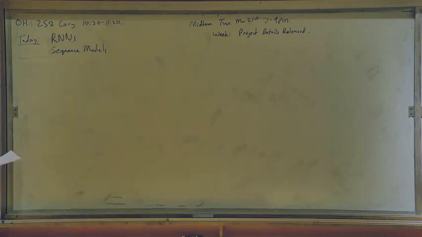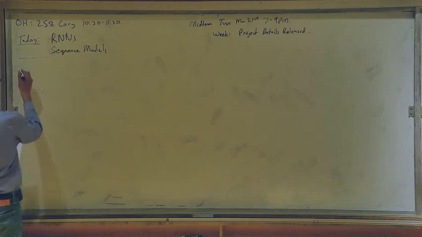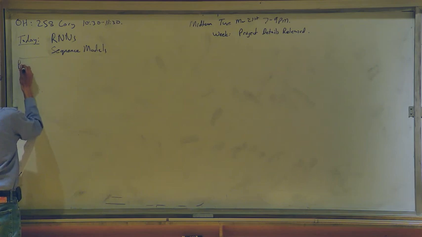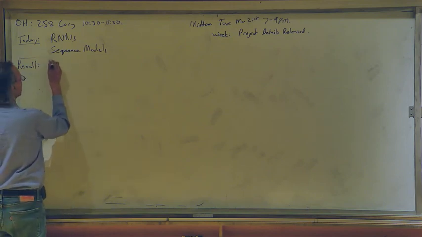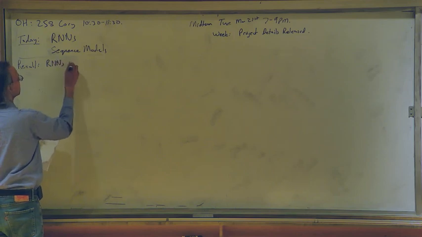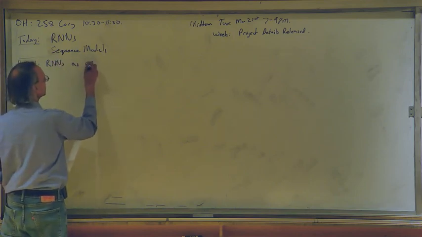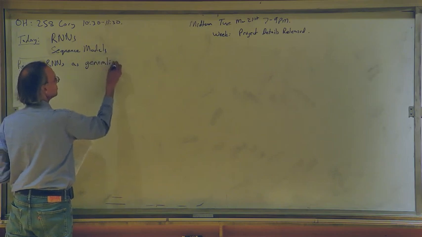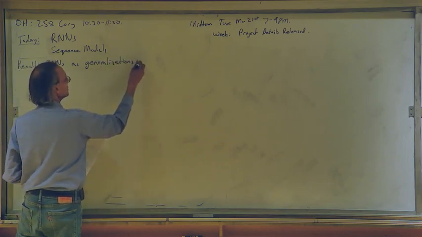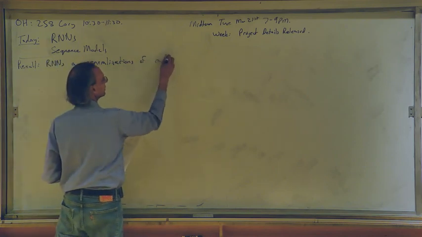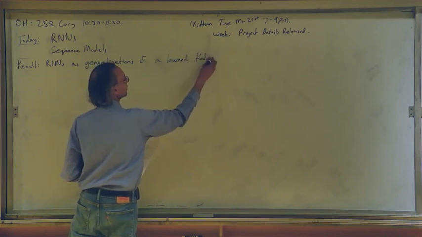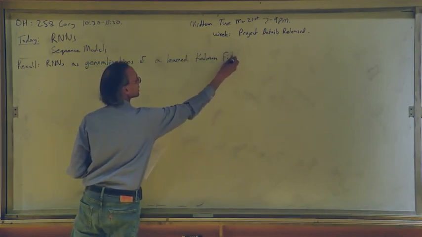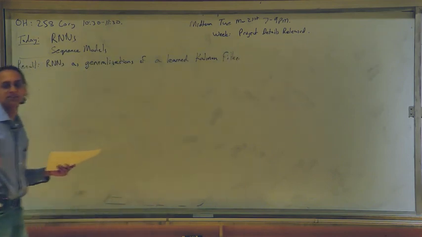Okay, so if you remember last time, recall, we talked about RNNs motivated by the learned Kalman filter, right? RNNs as generalizations of a learned Kalman filter. Now notice that once it's learned, it's no longer a Kalman filter. It's just a filter, right?